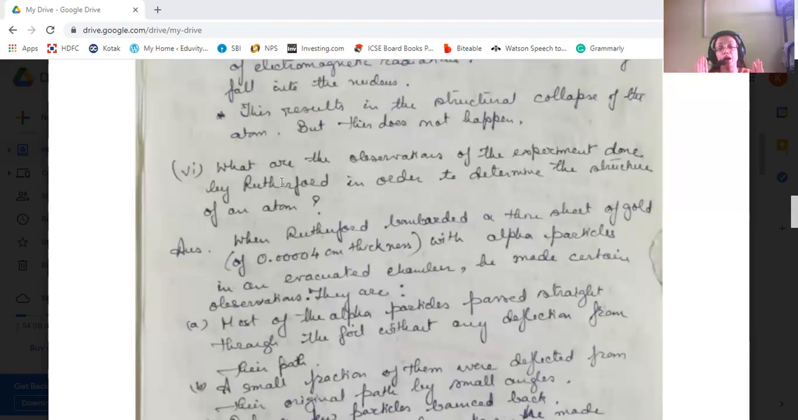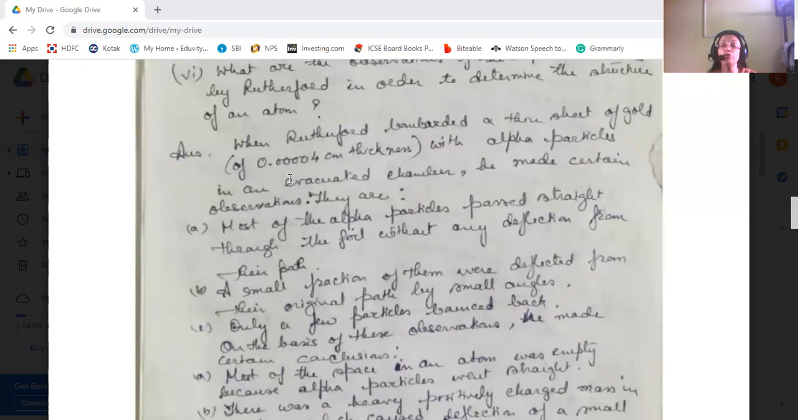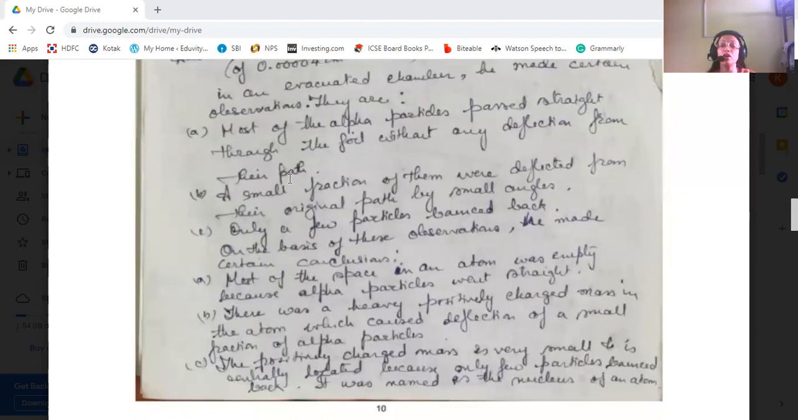Most of them passed through the foil. A smaller fraction were deflected from their original path by small angles, and only a few of them bounced back, reflected back. On the basis of these observations, he concluded that most of the space in an atom was empty, because most of the alpha particles went straight and were not deviated. So this space was empty. That's why the alpha particles could move straight.